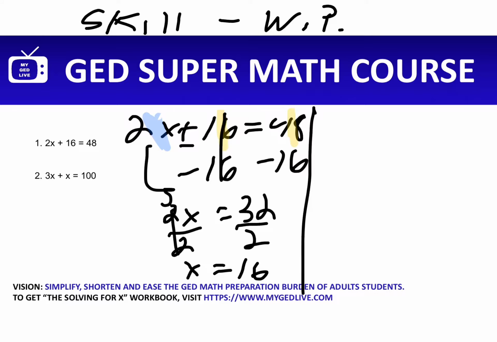Let's do number 2. Draw a line there just to separate it. So now we have 3x plus x equals 100. So now what do you do? And this is really where the rubber meets the road for a lot of students.